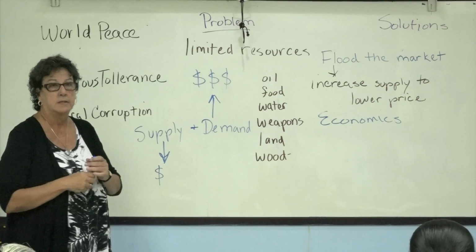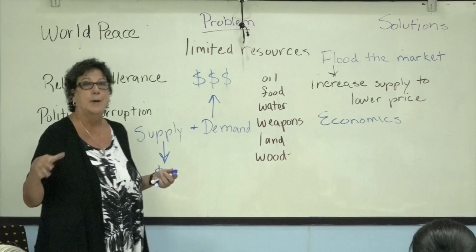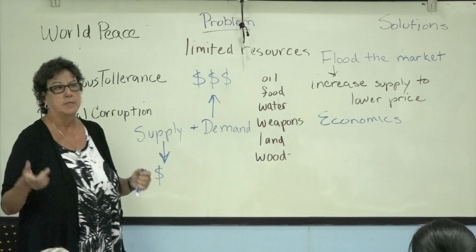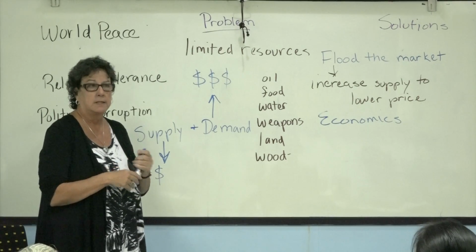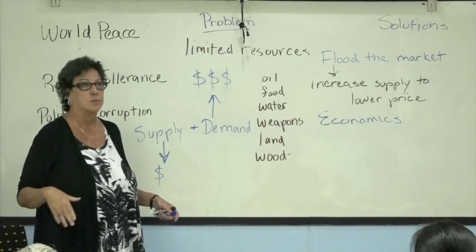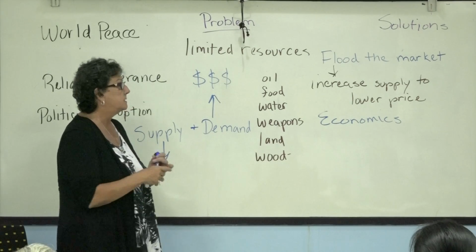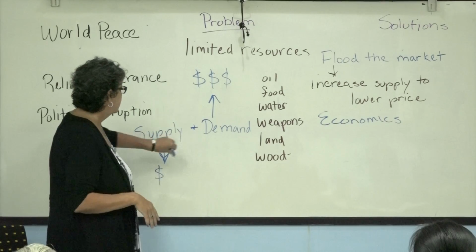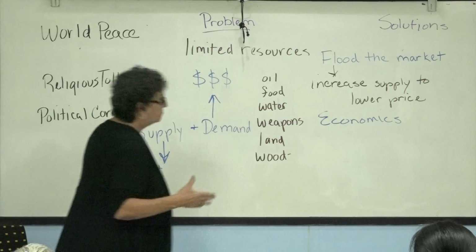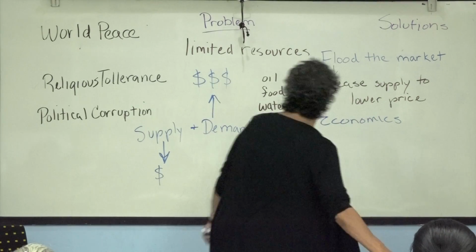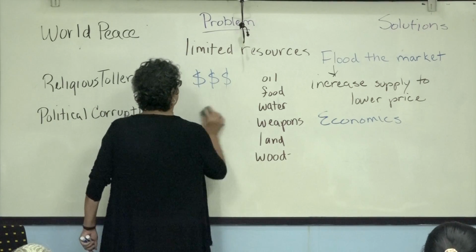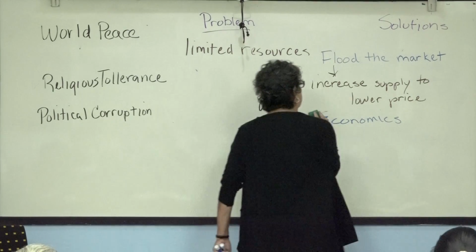So if you flood the market, or if you change where you buy things, which is going on right now between the United States and Iran, that they're saying we're not going to buy oil from you anymore. We're going to get it elsewhere. It will affect their supply. They're not getting paid for it. And that can lead to problems.